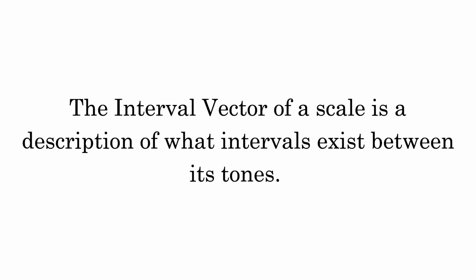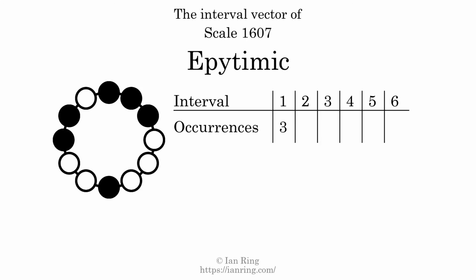The interval vector of a scale is a description of what intervals exist between its tones. There are 3 intervals with a size of 1 semitone. They are here, here, and here. There are 2 intervals with a size of 2 semitones. They are here, and here. There are 3 intervals with a size of 3 semitones. They are here, here, and here.